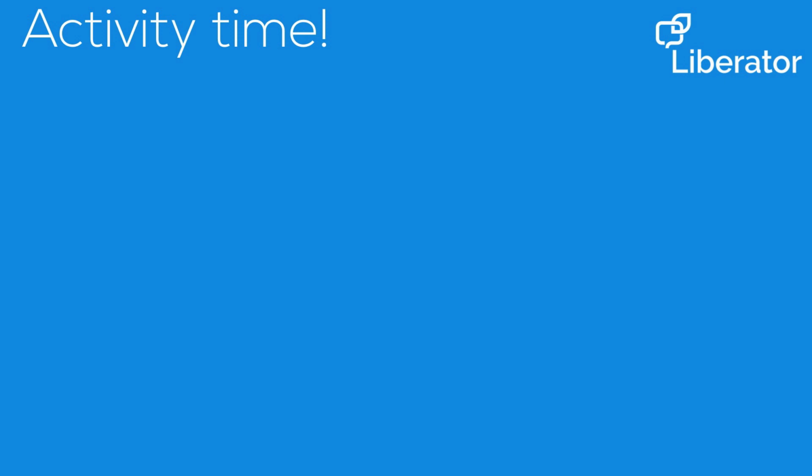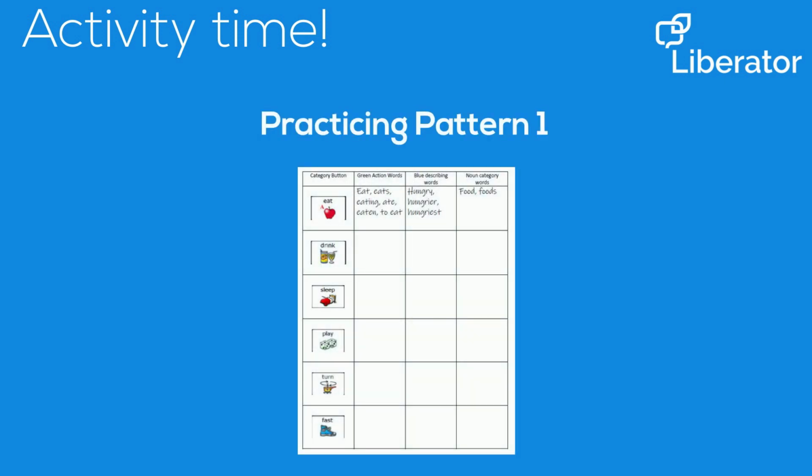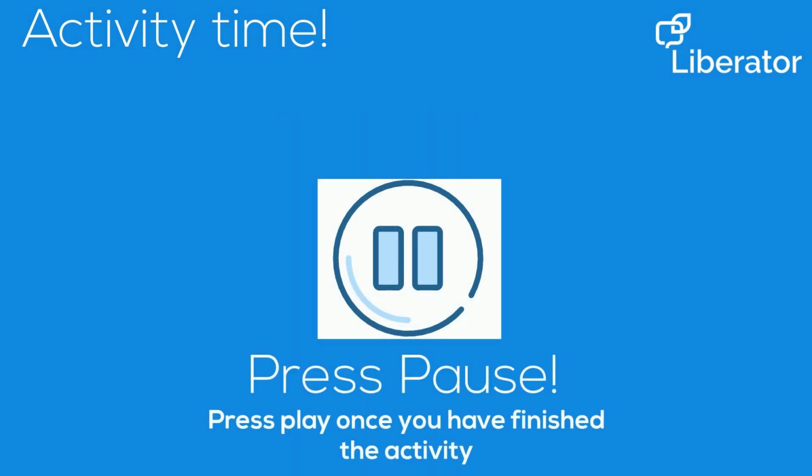Time for activity 3 now, where we're going to practice pattern 1. Try exploring the category buttons and seeing the words they generate. And don't forget to pause this video while you complete the activity.